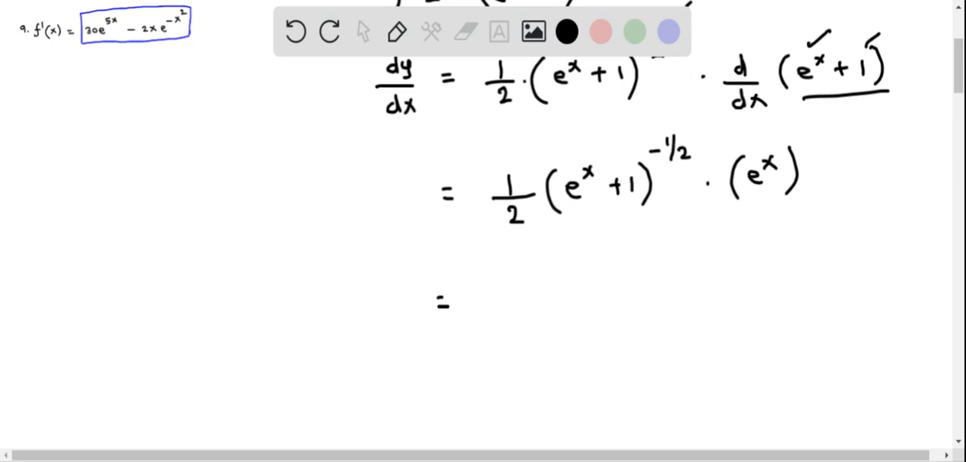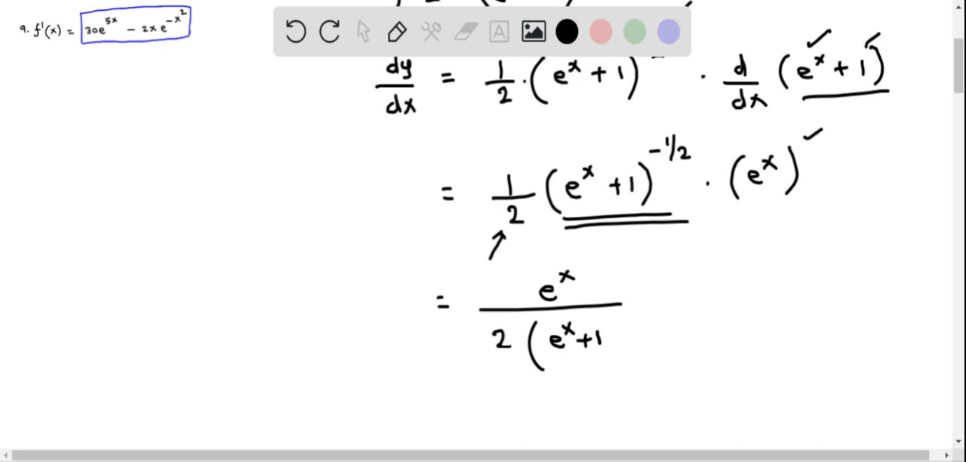And so this equals, in the numerator we have e^x. Here we can write this as a positive power of 1/2. And in the denominator we have 2. So I'm going to write e^x divided by 2 times (e^x + 1) raised to the power of positive 1/2.